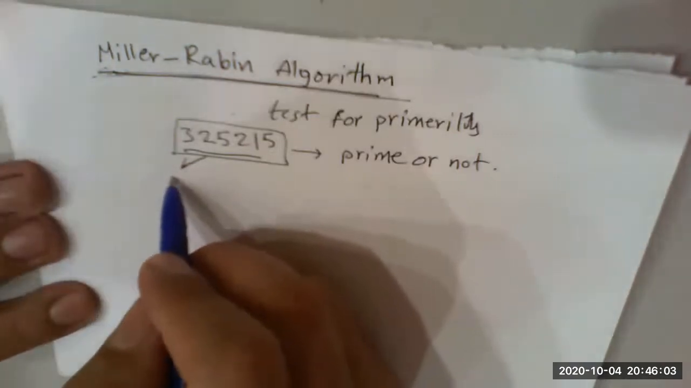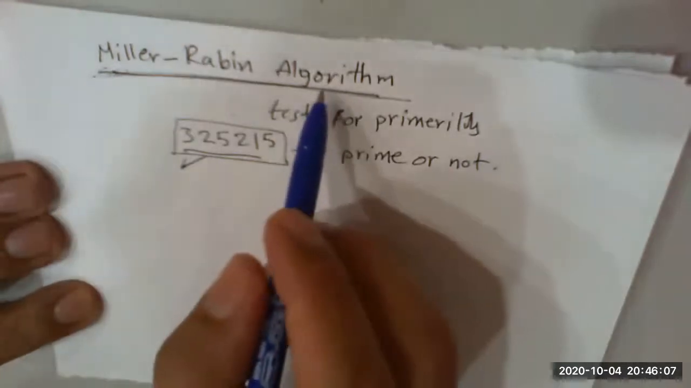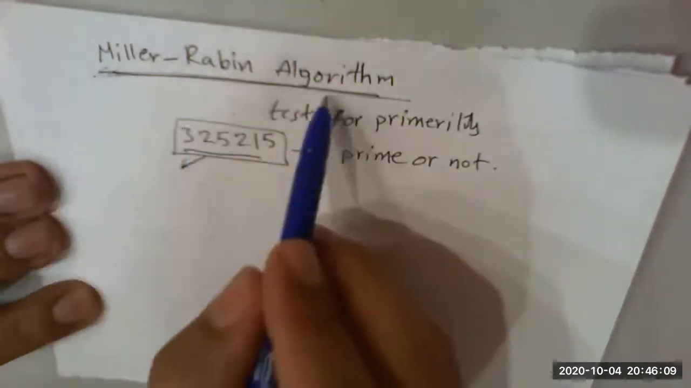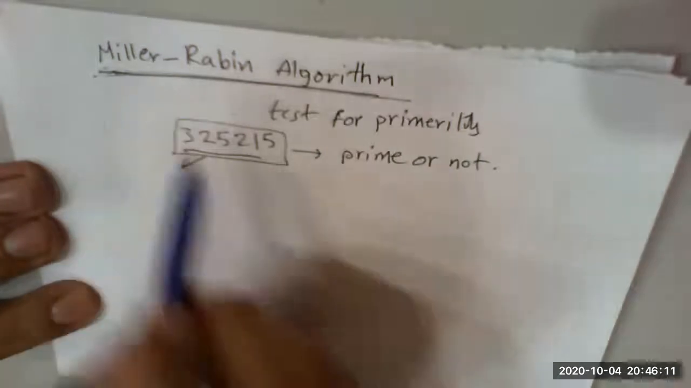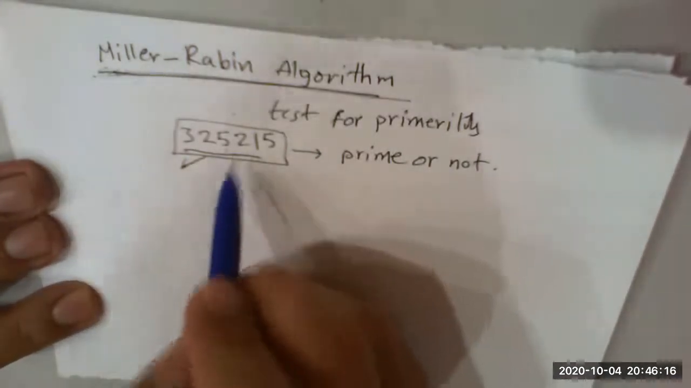Anyway, I don't want you to recite the algorithm. I just want you to know about it. There is an algorithm existing there. We can use it to test if a number is a prime or not.